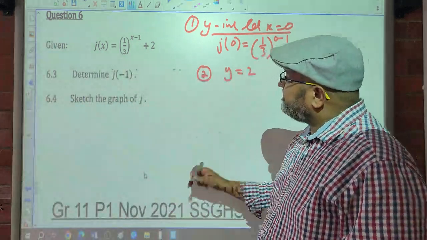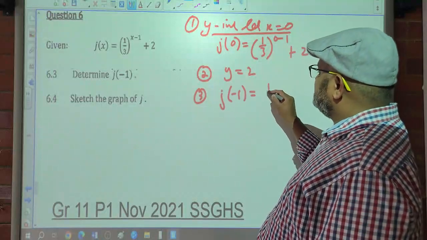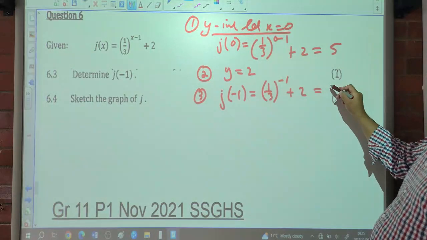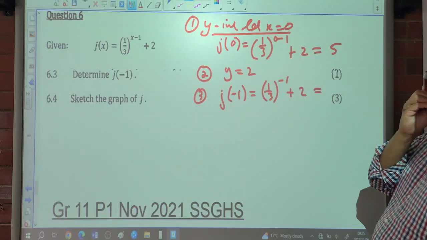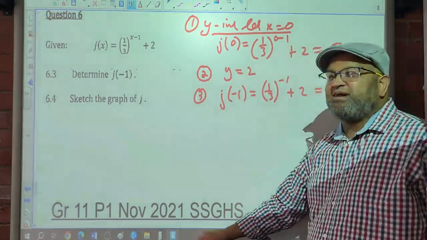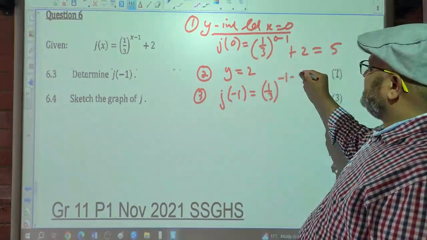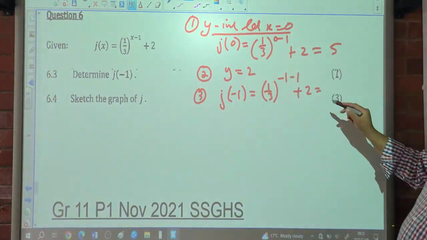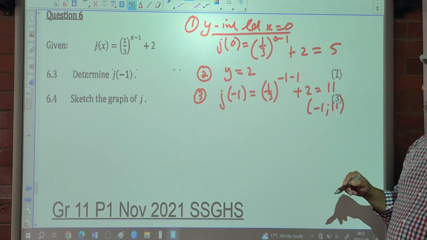Number 3. It says work out j of negative 1. So it's going to be a third raised to the negative 1 minus 1, plus 2. Negative 1 minus 1 is negative 2. It's going to give you 9, plus 2 is 11. Is that correct? Yes. So this coordinate is negative 1 and 11. You probably will use that to draw the sketch.